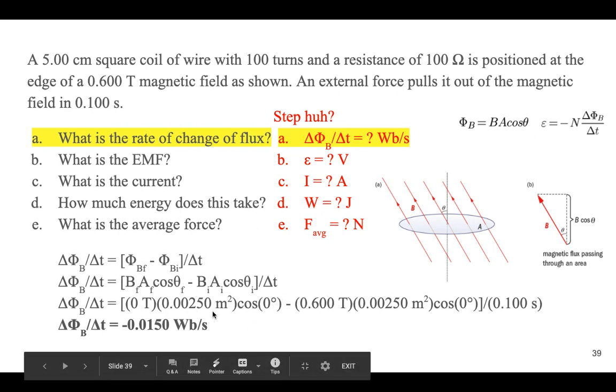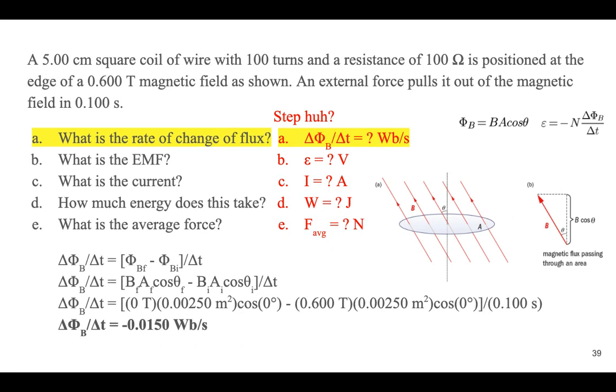So yeah, you put in the numbers. Well, this whole first term is going to be 0 because we're multiplying by a 0. This other guy is going to not be 0. Don't forget to divide by the change in time, and you get this for your final answer. Minus 0.0150 Webers per second. If Simon were here, he would say Webers per second, but Simon ain't here.